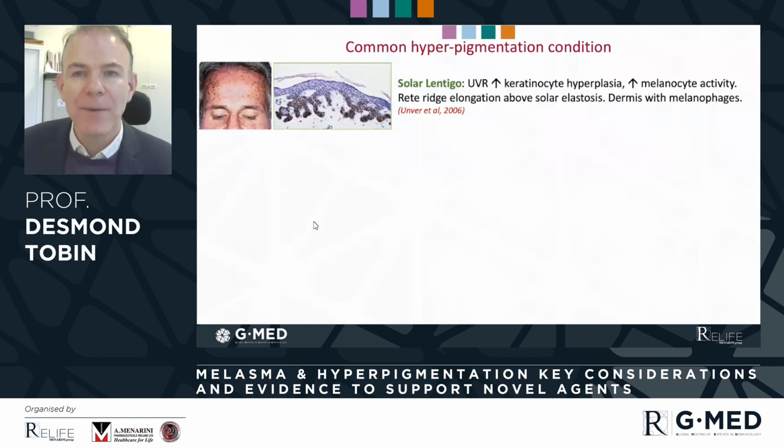So common hyperpigmentary conditions, before I hand over to my colleague, Professor Enzo Berardesca, include solar lentigo, or age spots or sunspots. And here we can see an increase under the influence of ultraviolet radiation in keratinocyte number. And you see this remarkable elongation of the so-called rete ridge. We also see solar elastosis in the dermis, and we can see melanin drop into the dermis as well.